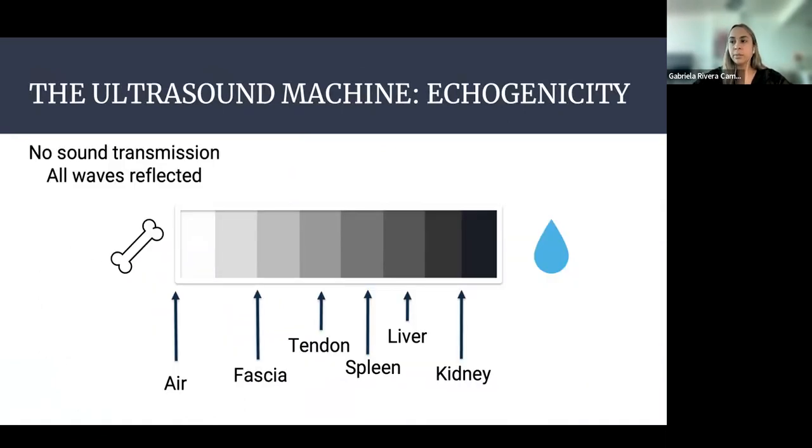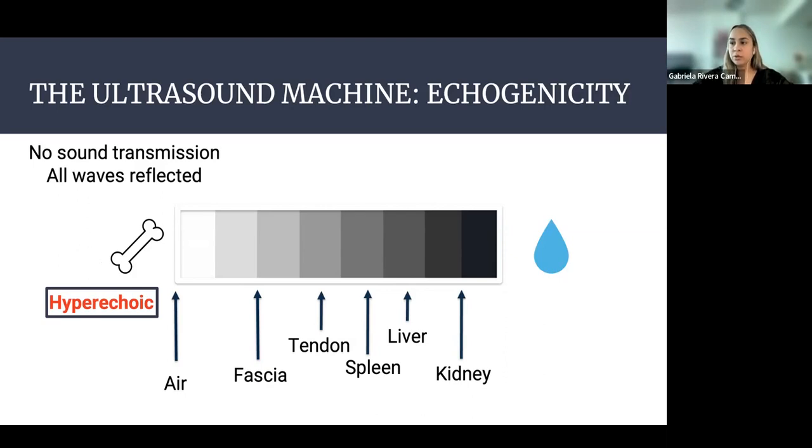So once we select the probe for the structure of interest, we have to interpret the image. Ultrasound images are described in terms of intensity of sound waves reflected back to the probe. An organ that does not allow any sound wave to pass through it reflects all the waves back to the probe. This is known as hyperechoic. This includes bone, air, and fascia.